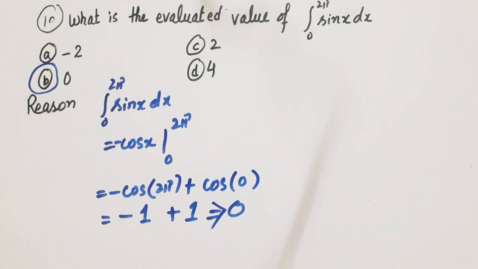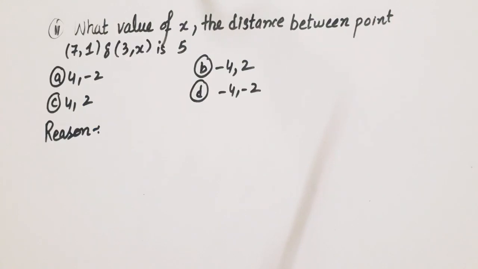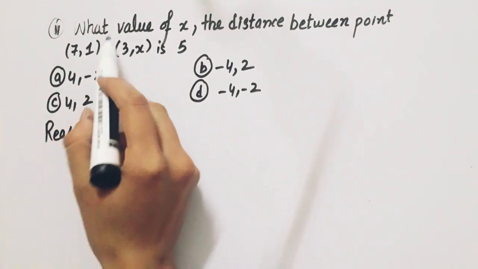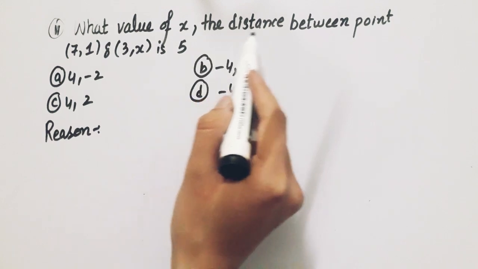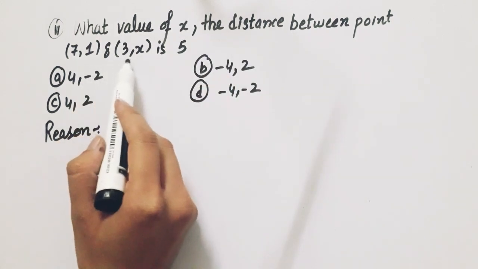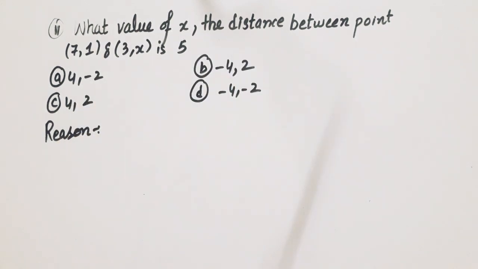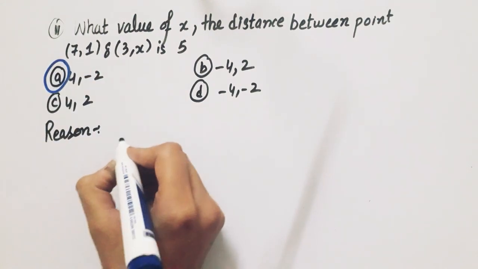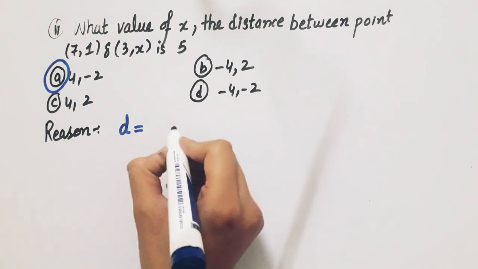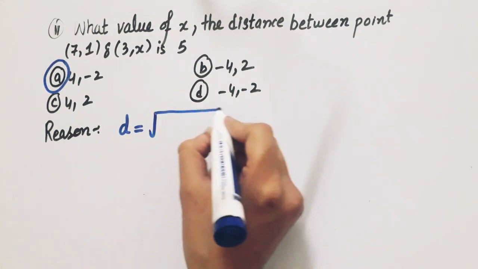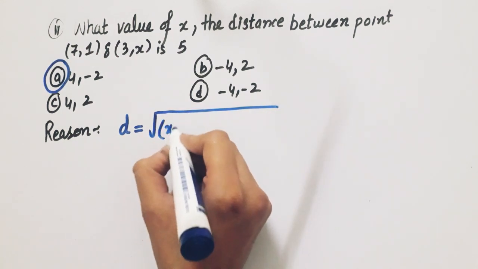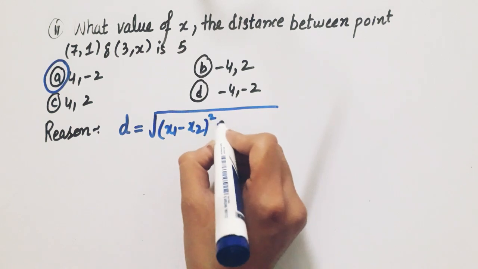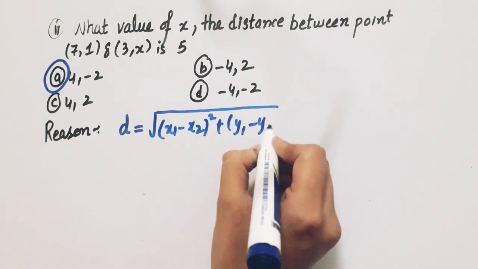Now we will solve 11th MCQ. The 11th MCQ is, for what value of x the distance between 7, 1 and 3, x is 5. So the correct option of this MCQ is 4 and minus 2. You will mark this. Now the reason behind this is, first of all you will write the distance formula, that is root of x1 minus x2 square plus y1 minus y2 square.